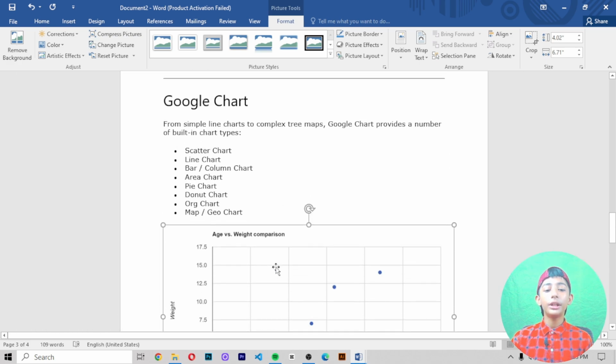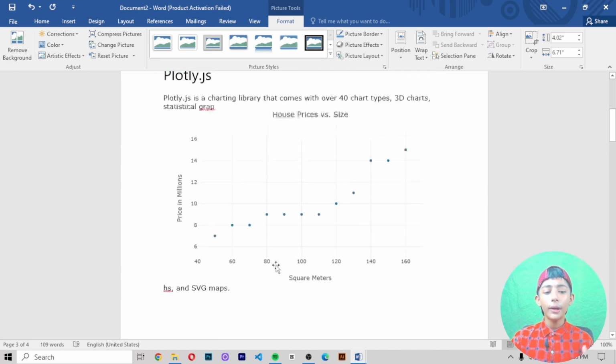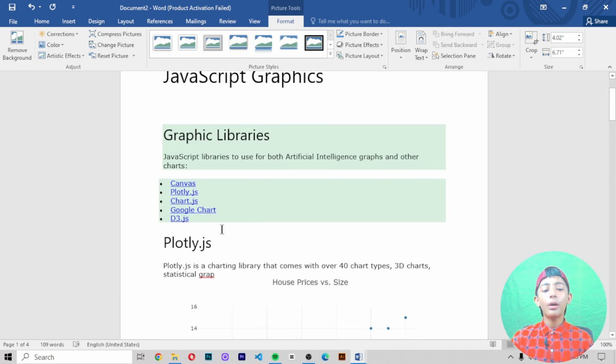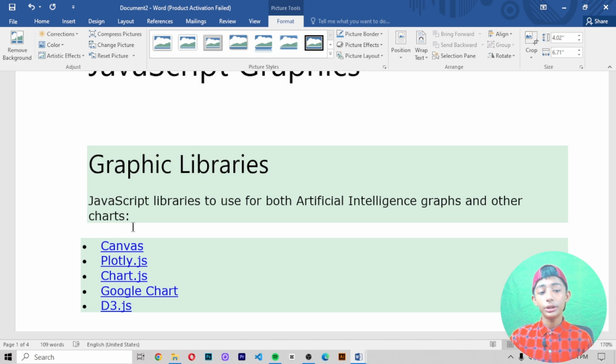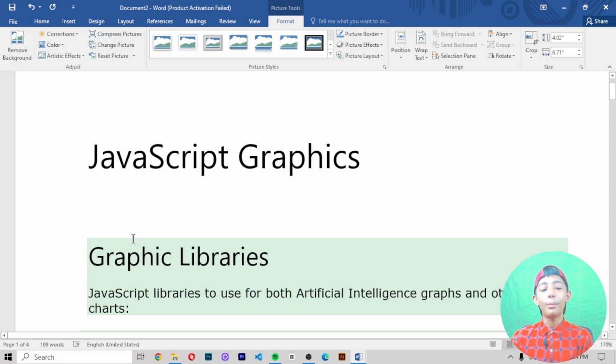So here you can see this is a very small video, because this video is about the intro. From the next videos we are learning about Canvas, Plotly.js, Chart.js, Google Chart, and D3.js. We are learning about that from the next videos. So get ready for that. This video is just for introduction. I am starting JavaScript graphics in machine learning, meaning JS graphics.